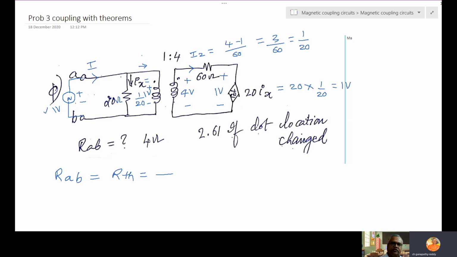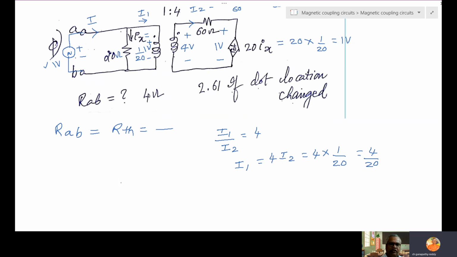Now find this current I1. What is the transformer formula? I1 by I2 is equal to 4. Remember, is this plus 4 or minus 4? I1 is entering at the dot, I2 is leaving from the dot, so compulsory I1 by I2 is plus 4 only. Then I1 is 4 into I2, and the I2 we got is 1 by 20, so it is 4 by 20.